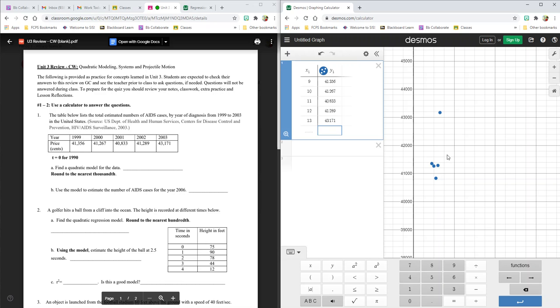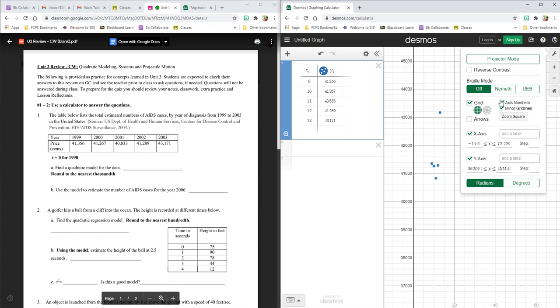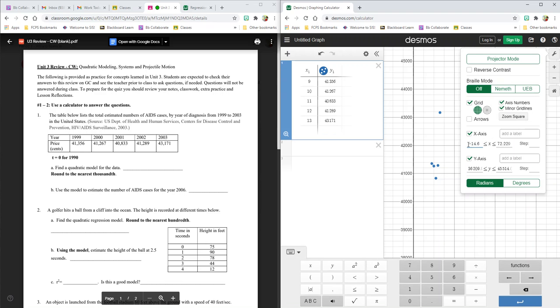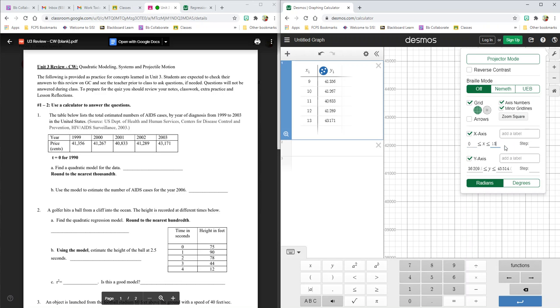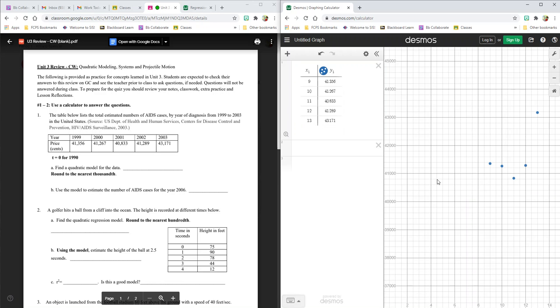The other thing that was giving me trouble is when I was looking at the graph, I wasn't making my graph large enough. I was looking in the 4,000s instead of the 40,000s. So you can set your window. Remember, this little wrench here is the graph settings. Your x-axis can be pretty much anything between 0 and maybe 15, and your y-axis, you can look at 36,000 to 45,000.